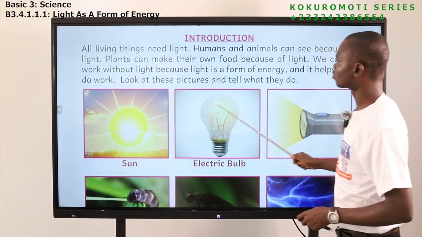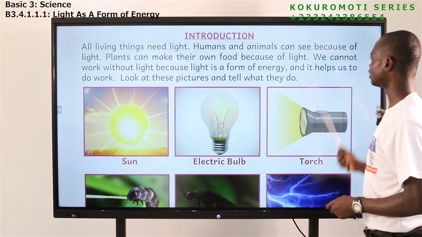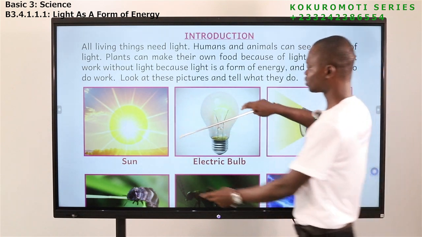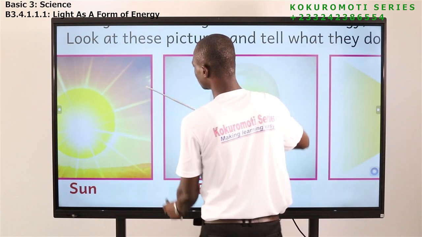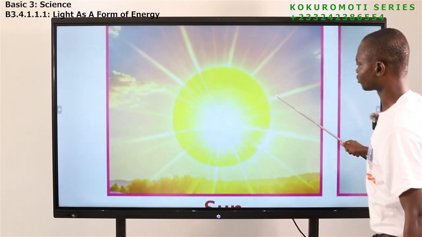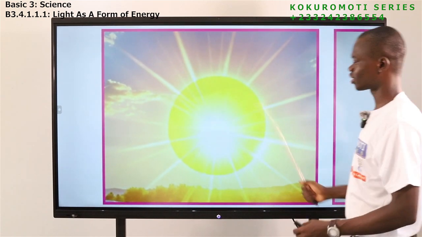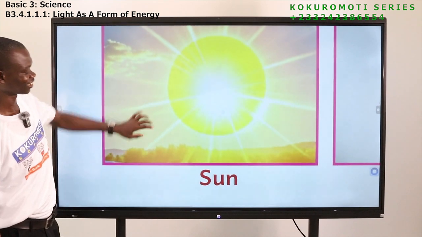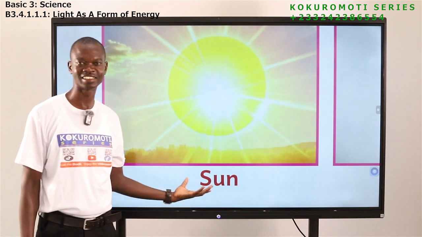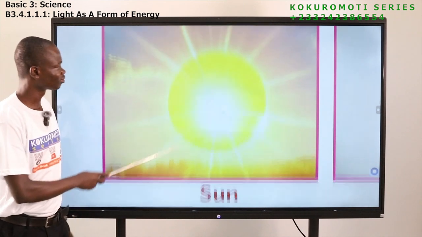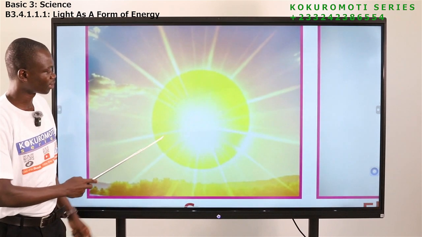Now let's look at these pictures and tell what they do, what we use them for, and what we get from them. The first one is this. What do you think this picture is? Let me scroll up. Yes, this is the sun. What does the sun do? The sun provides what?